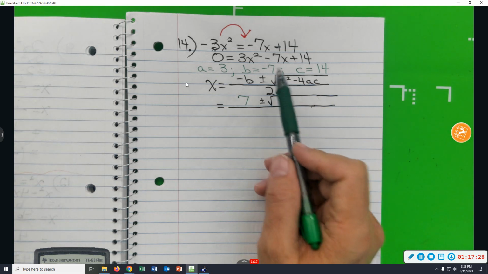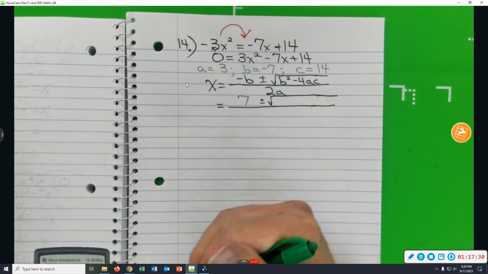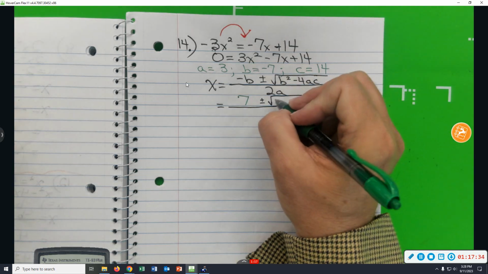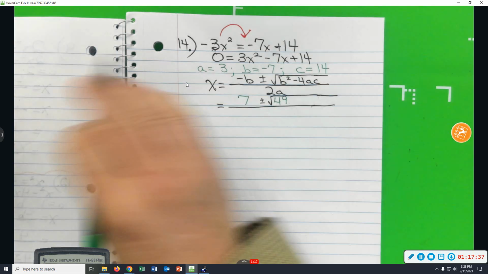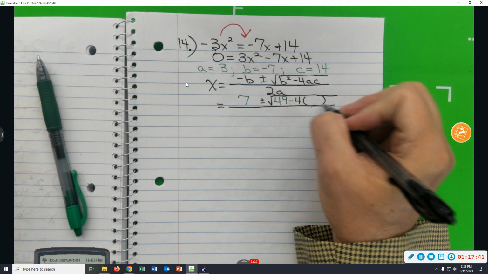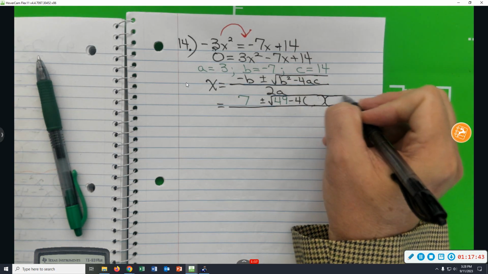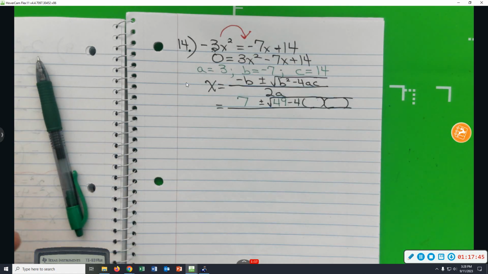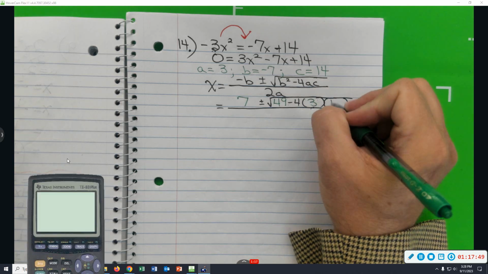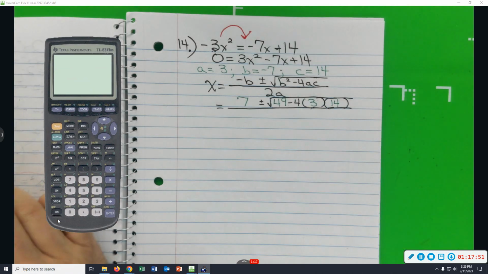We can do that in our head. Negative times negative, 7 times 7 is 49. Good. Minus 4 times a times c. A is 3 and c is 14. Yeah, those numbers are going to get sort of big.